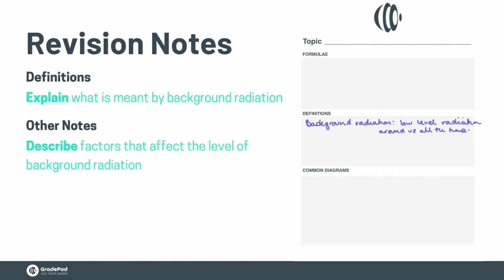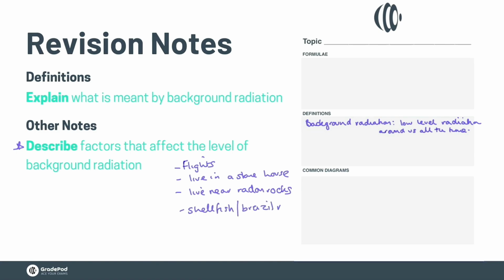And then in the other notes section, can you write down the factors affecting the level of background radiation? The sheet below us will help you with that, but you're really looking to include things like flights, living in a stone house, living near radon rocks, shellfish. Things that we talked about that affect your level of background radiation. Let's go and pop these things into your other notes.